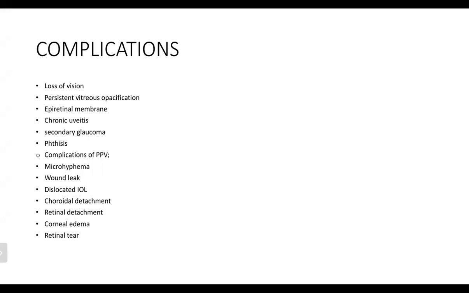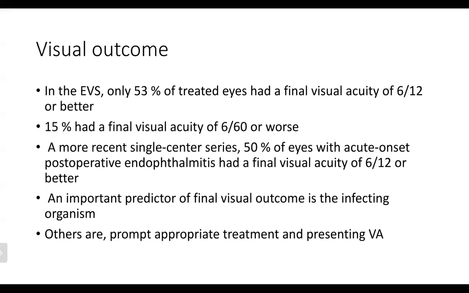Complications of endophthalmitis include loss of vision, persistent vitreous opacification even after the infection has been controlled, which may necessitate a vitrectomy. You may have a retinal membrane, chronic uveitis, secondary glaucoma, and even phthisis bulbi. And then complications from treatment, like the PPV, they may come down with microhyphema, wound leak, dislocated intraocular lens, choroidal detachment, retinal tear, corneal edema.